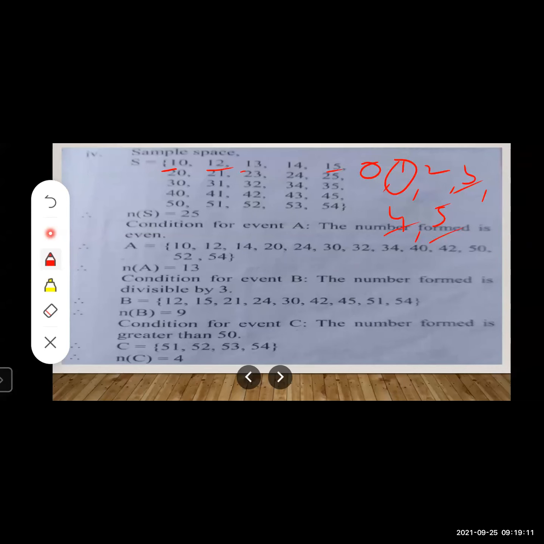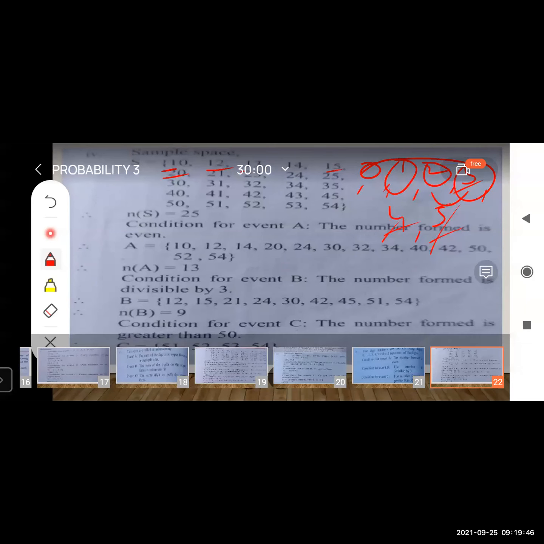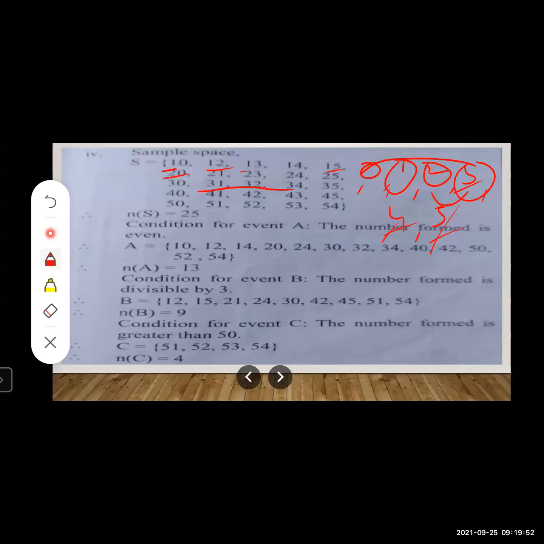Now let us take number 2. First of all, it will form a pair with the 0. It will form 20. Then it will form a pair with the 1. It will form 21. Then see, look here, repetition of the digits is not allowed, so 22 will not form. Then it will form 23, 24, and 25. Similarly, you can take number 3. It will form a pair with the 0. It will form 30. Then with the 1, 2, 4, 5, the respective numbers form like this: 31, 32, 34, 35.